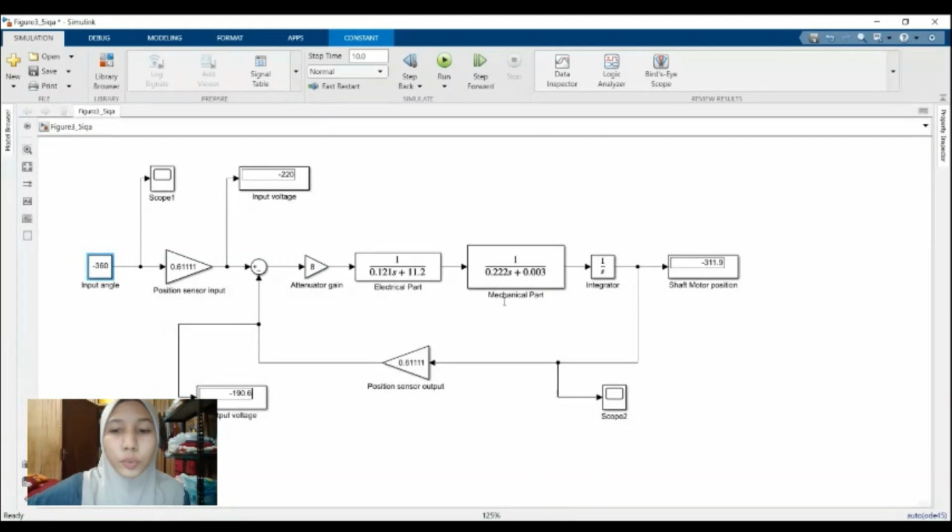To check the scope, we can just click here to see the wave. And this is the wave for negative 360, which is for anti-clockwise. The results obtained I will record in table 3.3.